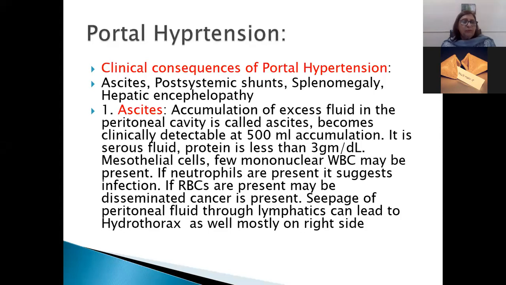It is mostly serous fluid. Protein is less than 3 grams. Mesothelial cells, few mononuclear cells, and WBCs may be present in the ascitic fluid. If neutrophils are present in abundance, it is because of infection within the abdominal cavity. And if we see RBCs or malignant cells, then the ascites is produced because of cancer, and it is not because of portal hypertension. Seepage of peritoneal fluid through the lymphatics can lead to hydrothorax as well, mostly on the right side. Hydrothorax means collection of fluid in the thoracic cavity between the lung and the pleura. So hydrothorax can be present in these individuals as well.